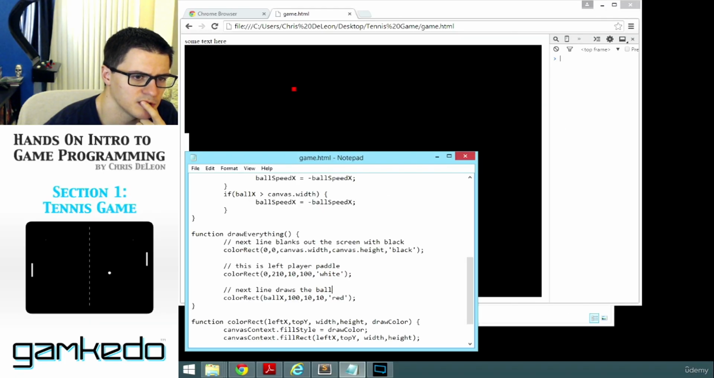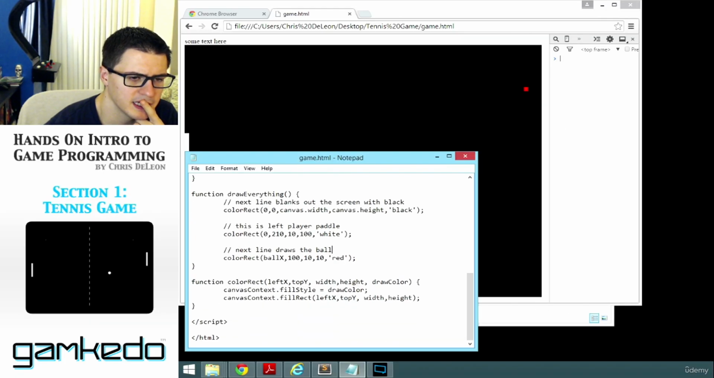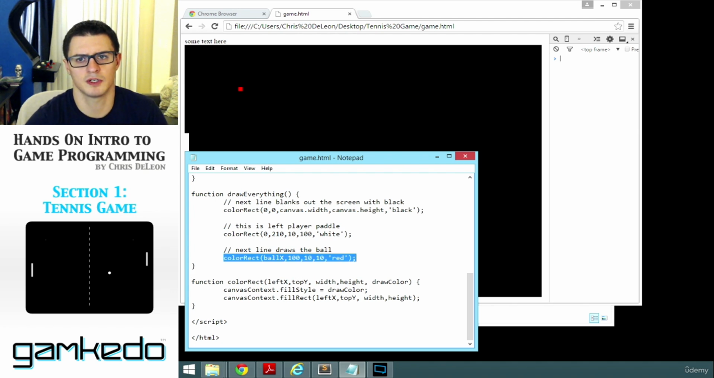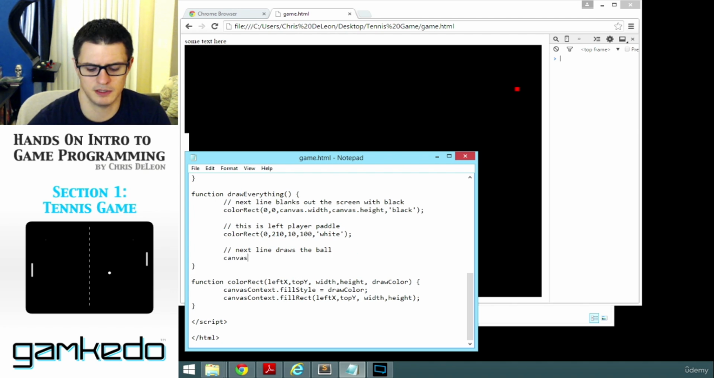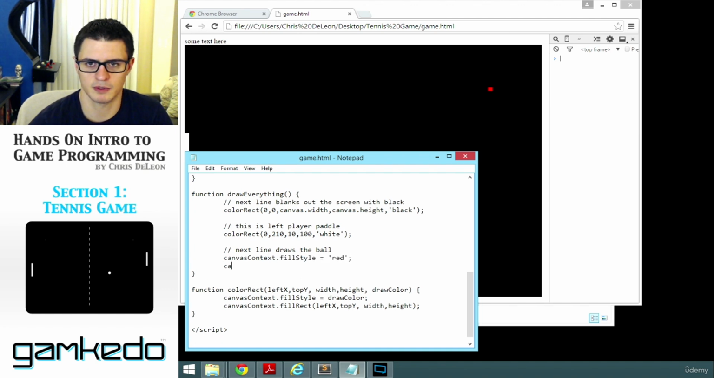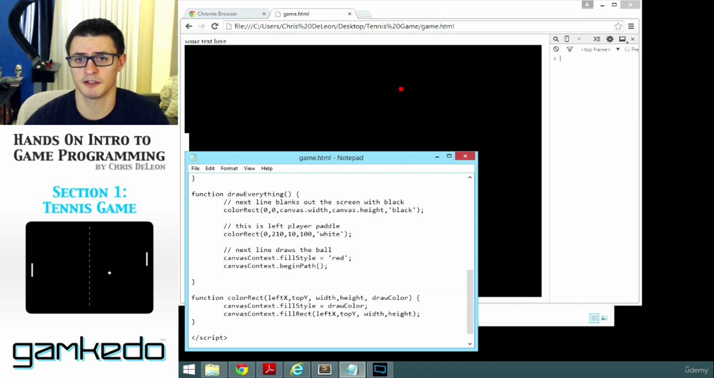And now, so we're drawing the ball here, and we'd like to make it a circle instead of a rect. Well, instead of calling the rect function, let's say canvas context fill style. Let's keep it red for now so we can make sure we're looking at the same shape. Canvas context begin path. That begin path is going to let us define a shape to then fill in. Canvas context dot arc. There is no circle function in HTML5 JavaScript, just an arc.